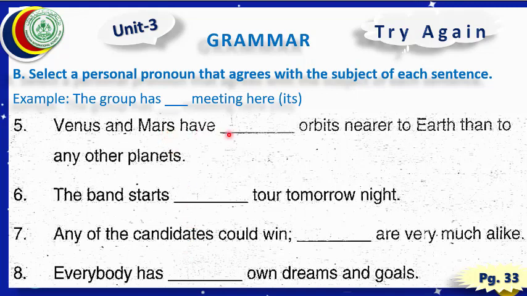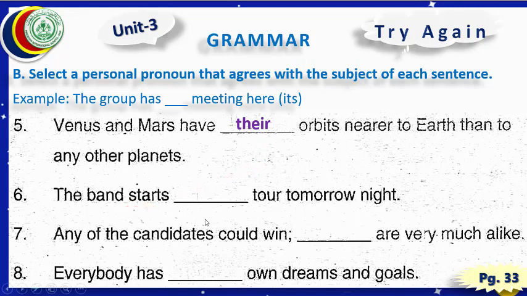Venus and Mars have their orbits nearer to Earth than to any other planets. Dear students, we use here a pronoun that agrees with the subject of the sentence. We cannot write here his, her. Do you understand? Yes, move to part number 6.